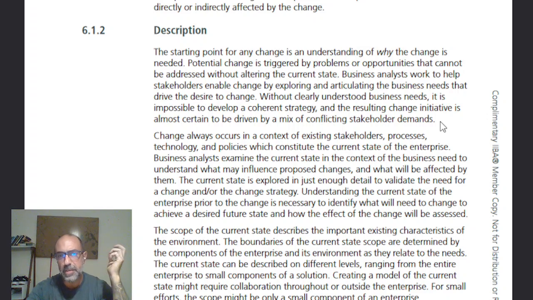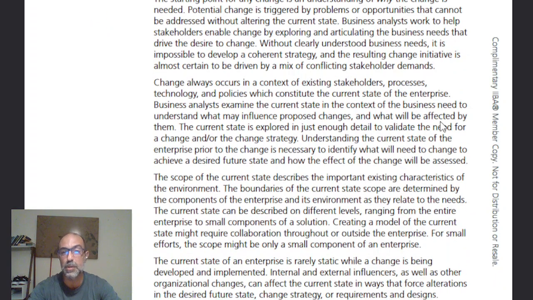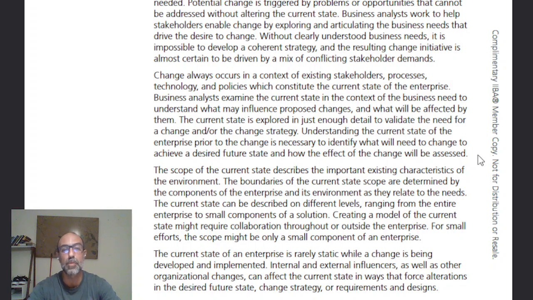So the starting point, they're telling us here, is basically why the change is needed. So look at the need, potential change, and talk to the stakeholders, make sure they're actually in tune with what you're doing, make sure that's what they want. Without clearly understood business needs, they mention here it's impossible to develop a coherent strategy. Because if the business needs are not understood and are not elaborated upon and confirmed and all that good stuff, we can't create a solution. Because any solution wouldn't necessarily work because we don't know what the need is. How lucky can we be?